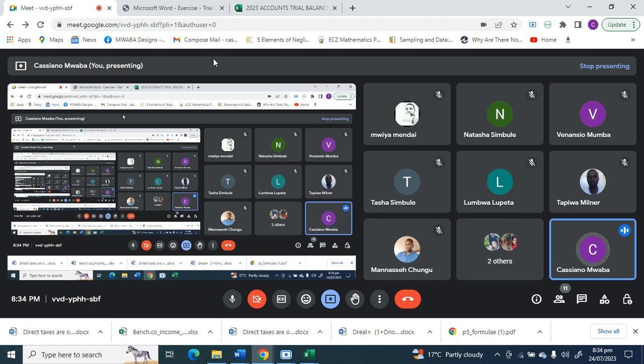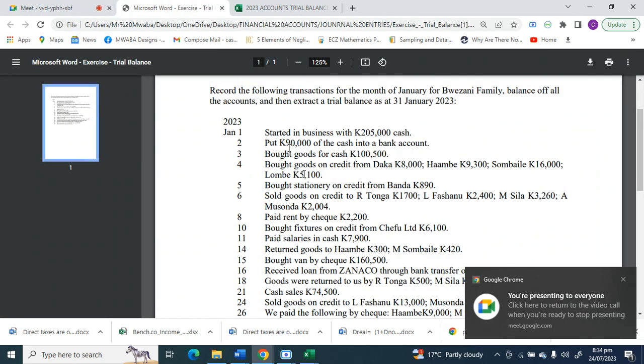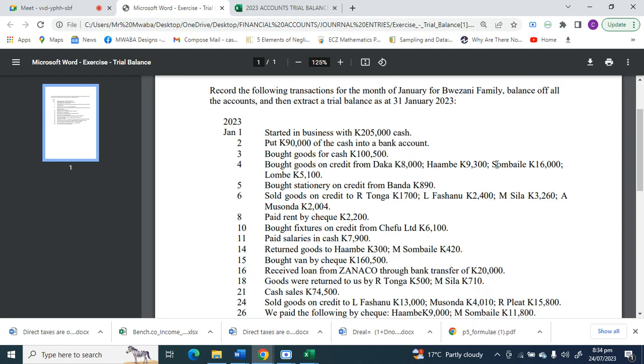Since most of us are just starting accounts, for understanding purposes, we'll open each of them. Most of them are going to open their accounts: Dhaka, Hambe, Sombaile, Lombe. Then with each transaction, you're always debiting purchases. So you debit purchases, then you credit Dhaka. You debit purchases, you credit Hambe. You debit purchases, you credit Sombaile. You debit purchases and you credit Lombe.